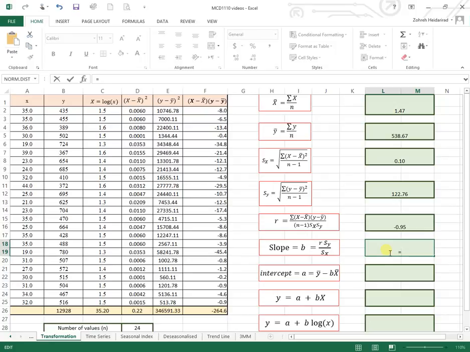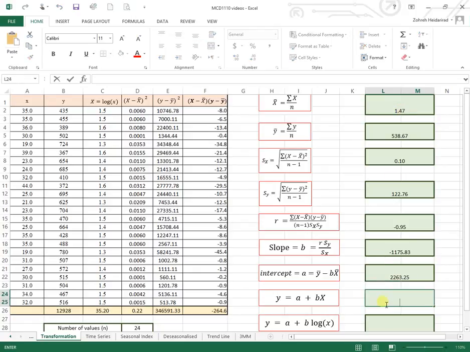Slope is correlation coefficient times standard deviation of y divided by standard deviation of x. Then press enter. So the slope is negative 1175.83. Now we can calculate the y-intercept, which equals y bar minus b, which is the slope, times x bar. Just work with capital X.